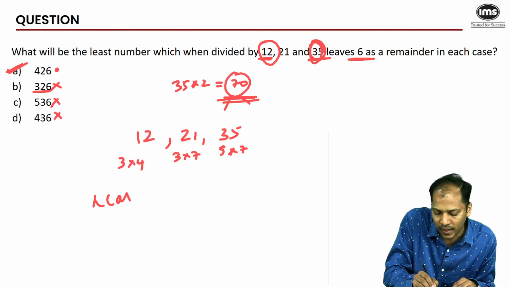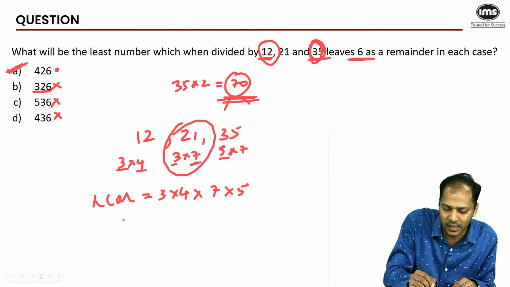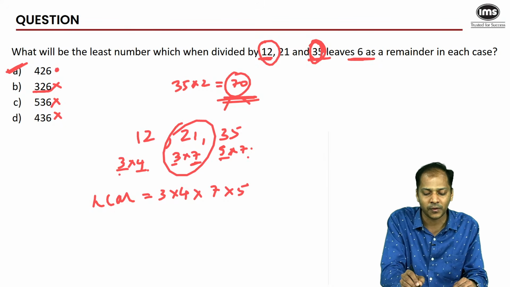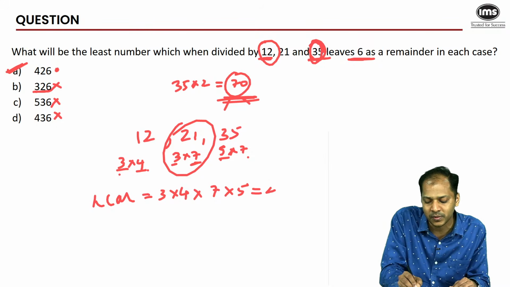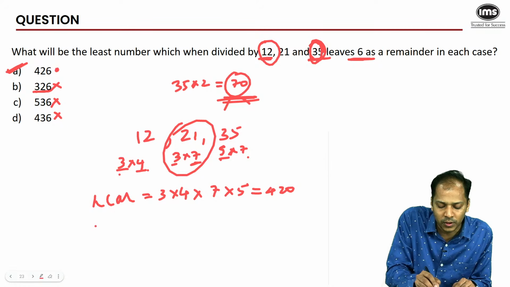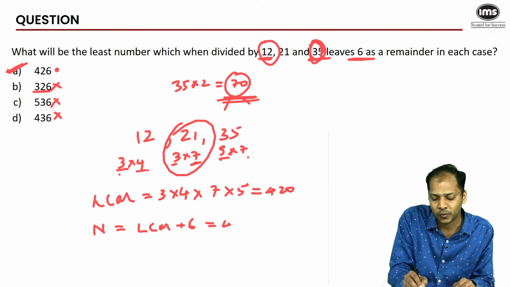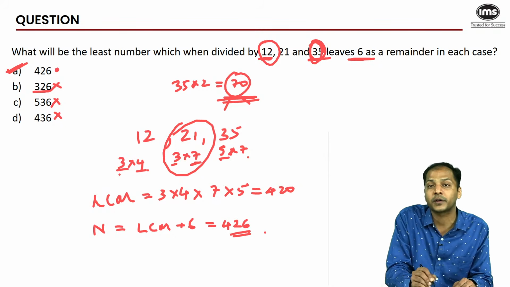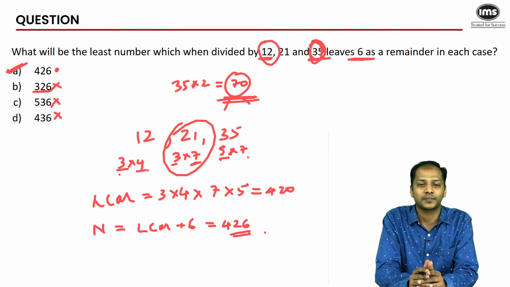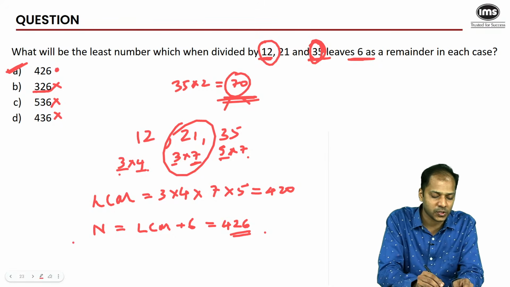Clearly the LCM would have 3, 4, 3 is covered over here, so 7 and a 5. So 3 into 4 into 7 into 5. You could have easily bypassed 21. 3, 4, 7, 5. 35 into 12 is the LCM. The LCM is 420 and you want a remainder to be 6. So the number that you are looking for is LCM plus the remainder, that is 420 plus 6, which is nothing but 426. All right. Let's go ahead to the next question.